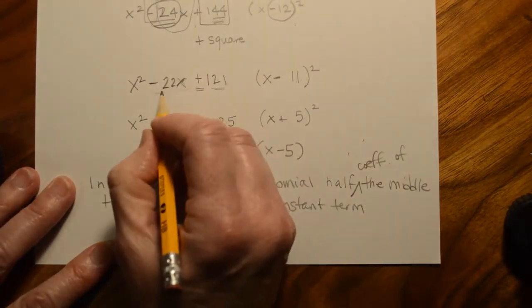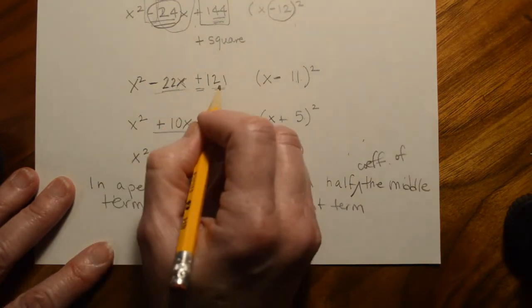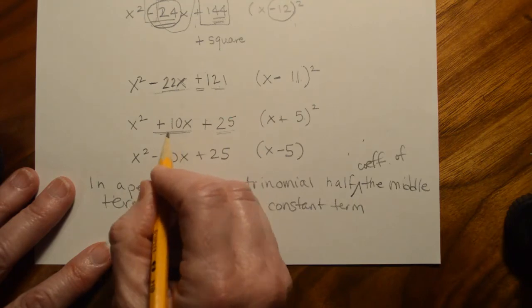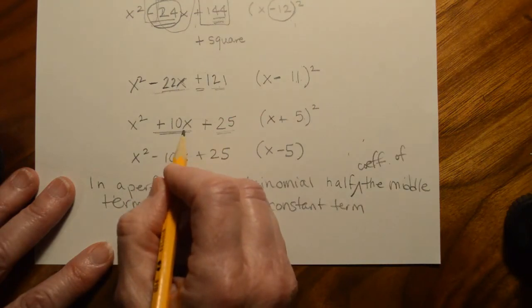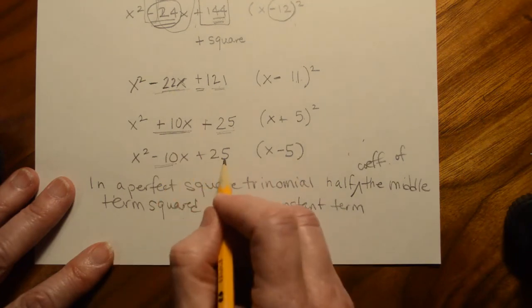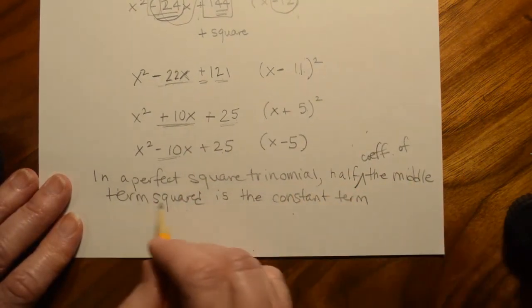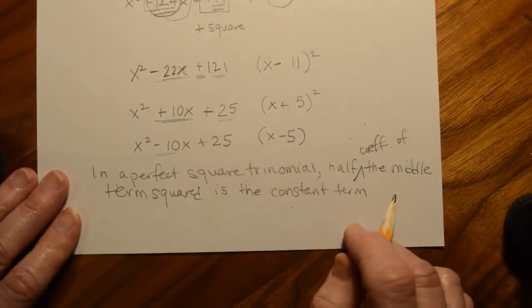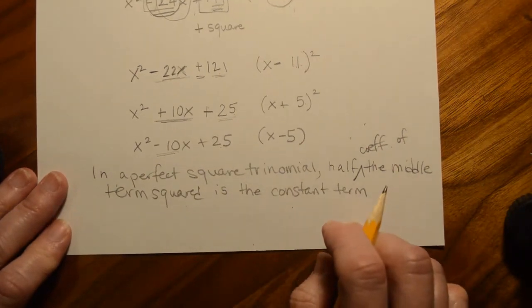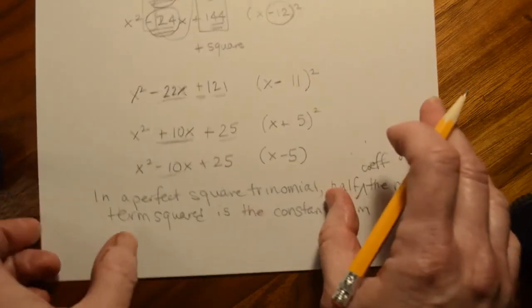All right, so I take half of this, 22, take half of it as 11, square it, I get 121. Take half of this, 5, square it, I get 25. All right, half of this squared, I get 25. So in a perfect square trinomial, half of the middle term squared is the constant term. If there is not that relationship, then it's not a perfect square trinomial. Okay, let's just try one more like that.